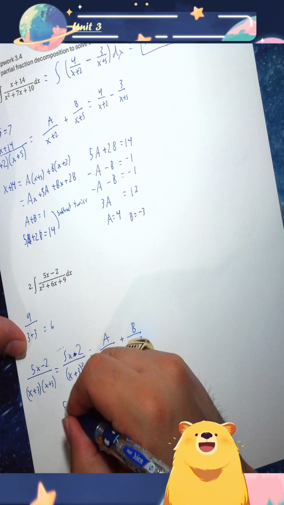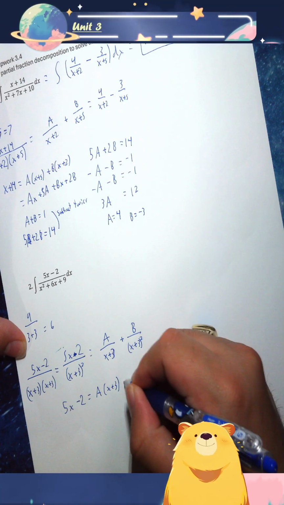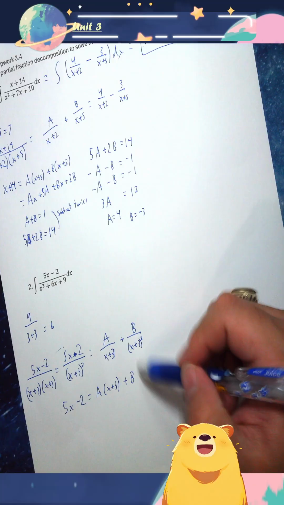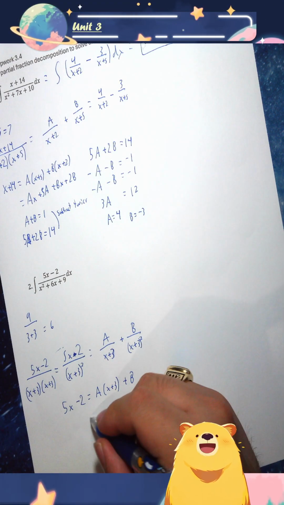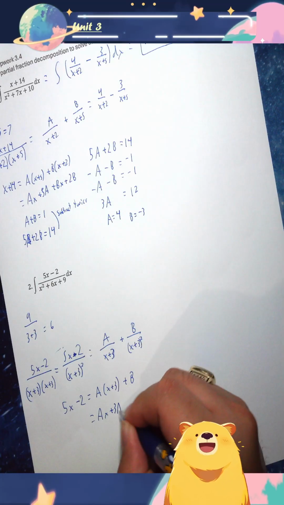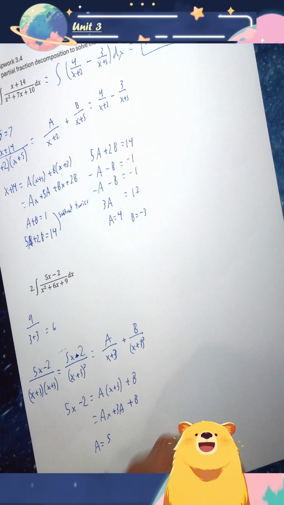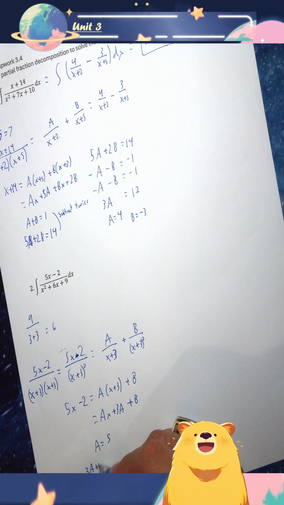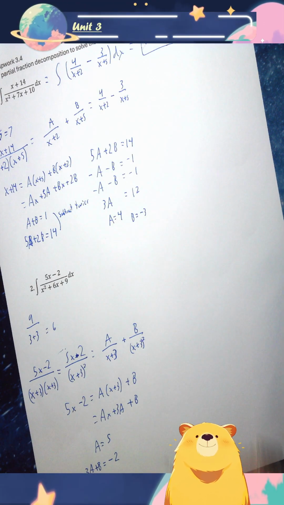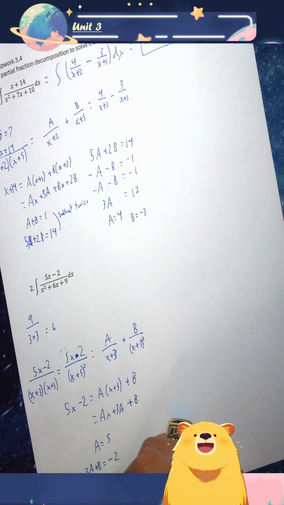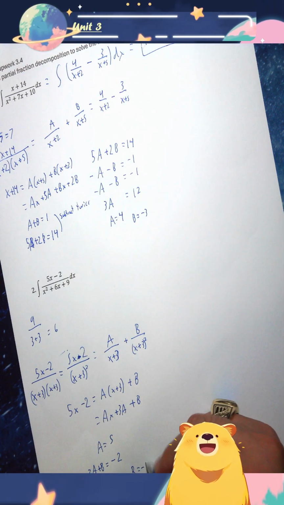Then we multiply both sides to get 5x minus 2 is equal to A times (x plus 3), and then plus B. Because we multiply the denominator, we're just going to get that B. And then from there, distribute the A to get Ax plus 3A plus B. Here we have the luxury of A being equal to 5, but then we have to figure out 3A plus B is equal to negative 2. Well, if A is equal to 5, then 15 plus B is equal to negative 2, which means B is negative 17.